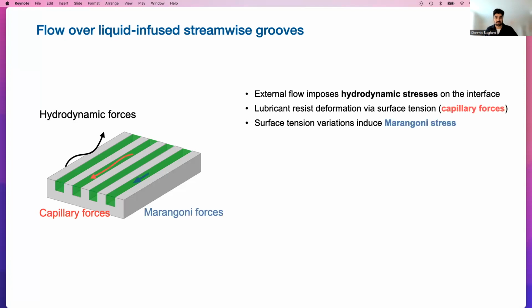In addition, we can also have dynamics on the interface itself if we have surface tension variations. So this will be a type of Marangoni stresses. So we have these forces, and really what we want to understand is how do these forces interact? When do they balance each other, and when do they not balance each other? And what happens if they don't, basically?